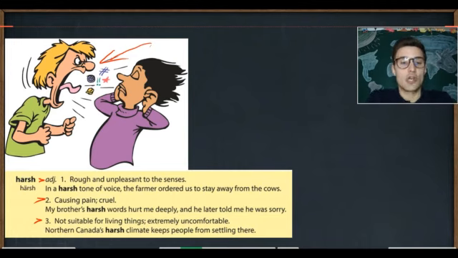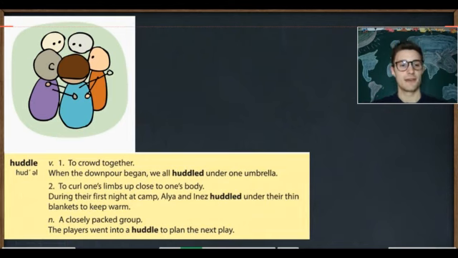Northern Canada's harsh climate keeps people from settling there. Mars is a very harsh planet because it's not suitable for living things. The desert is a very harsh place to live. It's not suitable for living things. Harsh.